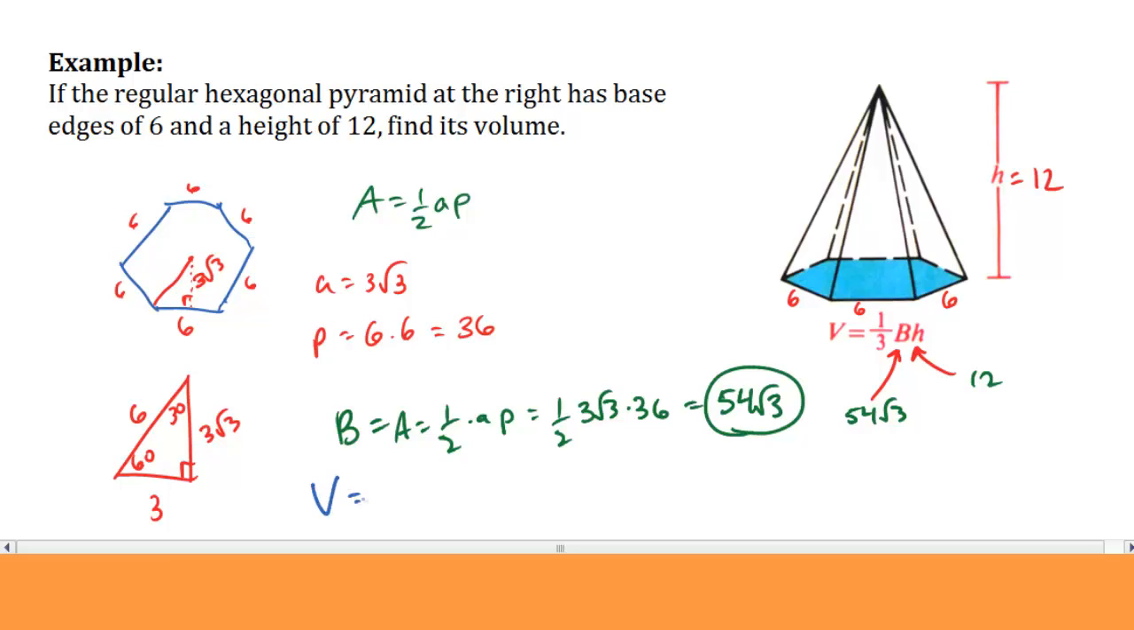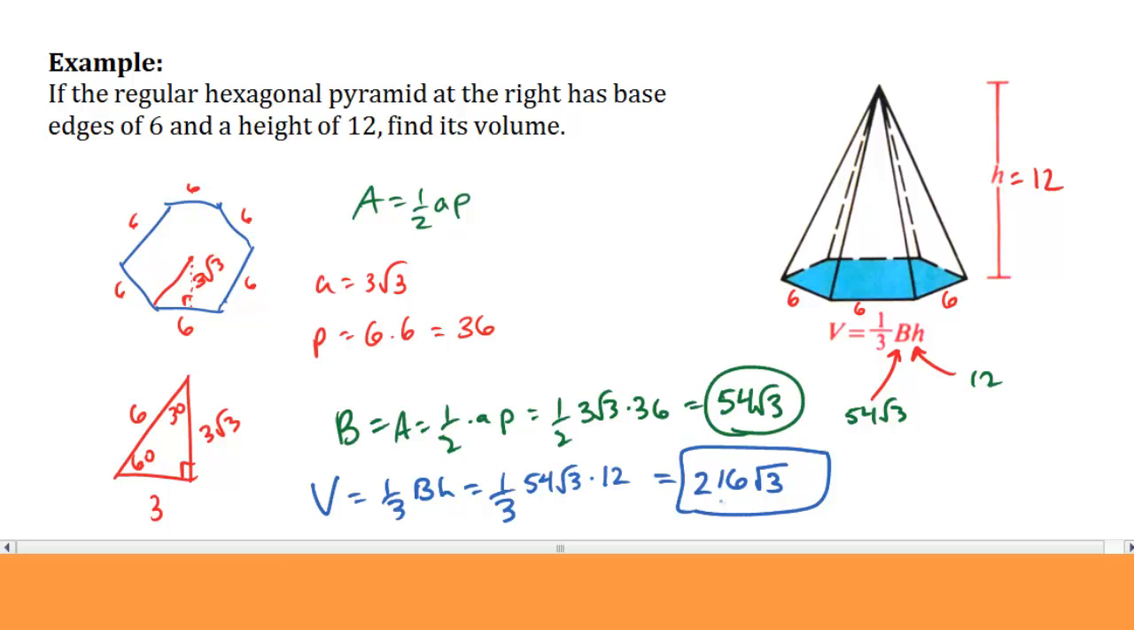So let's plug those into the formula for the volume. The volume is 1/3 of capital B times h. It's 1/3 of 54 radical 3 times h, which is 12. Okay, well, 1/3 of 54. 54 divided by 3 is 18. And 18 times 12 is 216. And we've got a radical 3. So 216 radical 3 is the volume. All I had to do was find the area of the base, which was a regular hexagon, and multiply it by the height, and then take 1/3 of that.